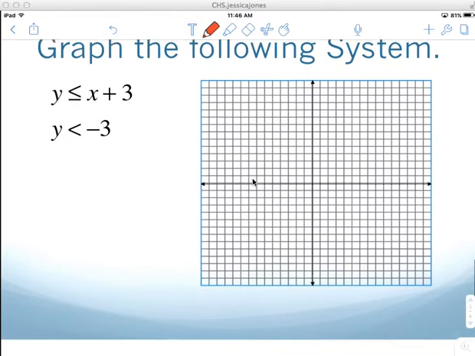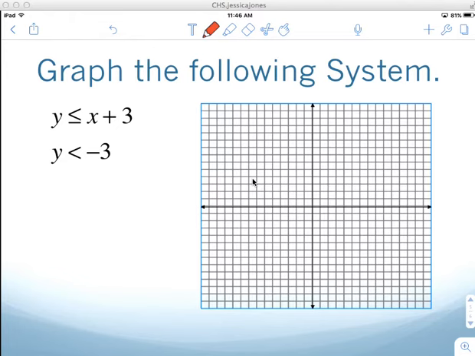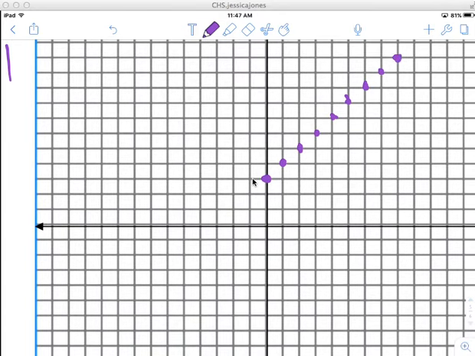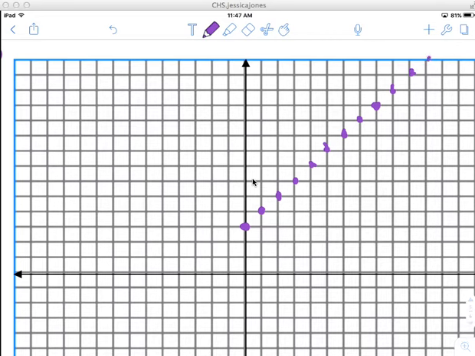The last one I'm going to do is y is less than or equal to x plus 3. So I'm going to do this one in purple. We are starting at 3, and my slope is 1. So I go up 1, right 1, or we go down 1, left 1.